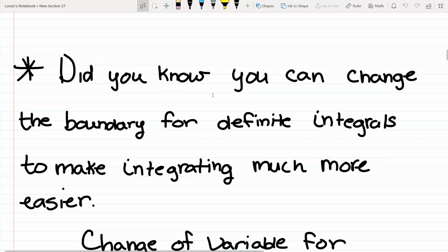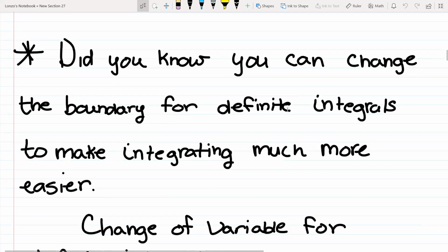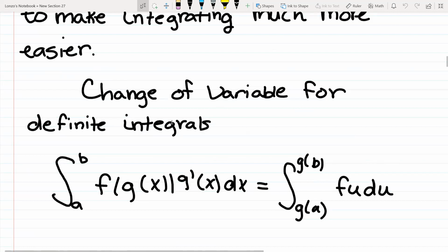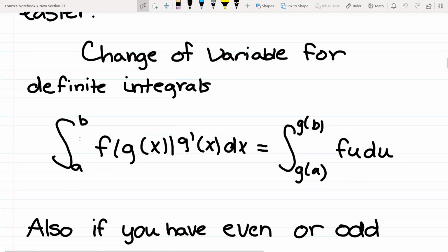Did you know that you can change the boundaries for definite integrals to make integrating much easier? You don't have to, but you can. So the rule for a change of variable for definite integrals is this: the integral from a to b of f of g of x times g prime of x dx is the integral from g of a to g of b of f of u du. All you have to do is, once you have your u, substitute your old boundaries into it, and I'll explain it when I do one of the examples.